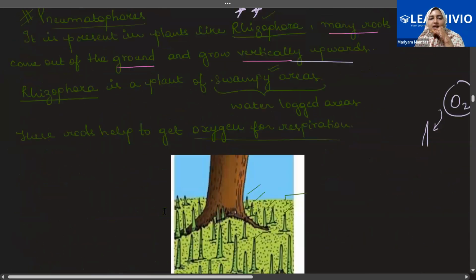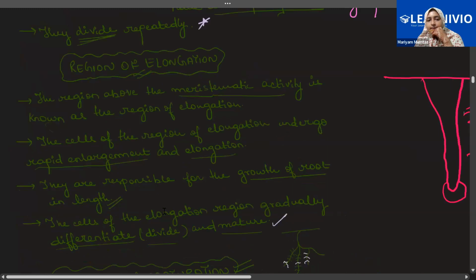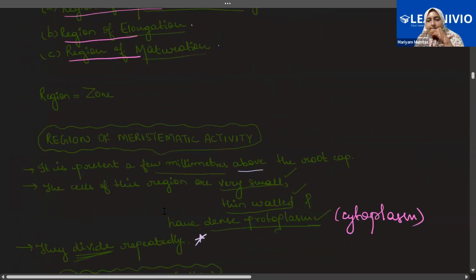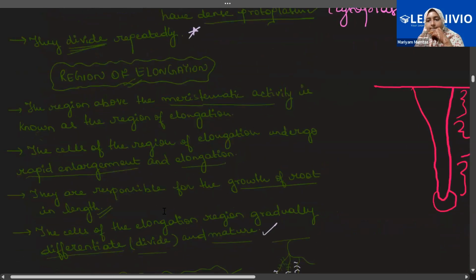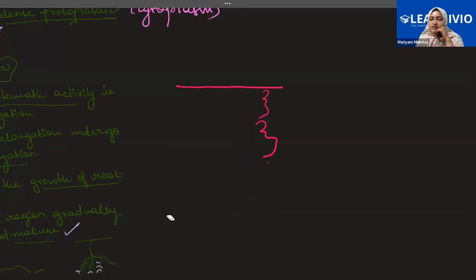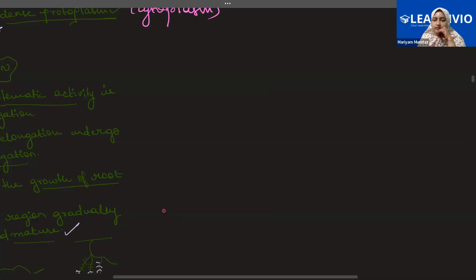Wait, let me add a picture. Could you just write in that part where you drew the three parts: maturation, elongation, and meristematic? Wait, that is what I'm saying. I'll put a proper diagram. Just wait a second. The diagram will not be difficult. Don't worry about that. It's an easier diagram.